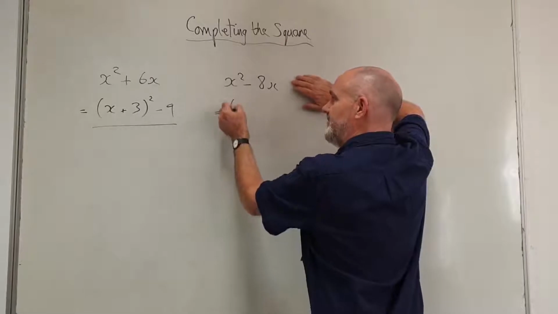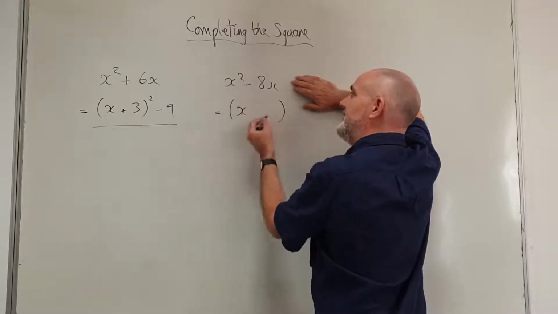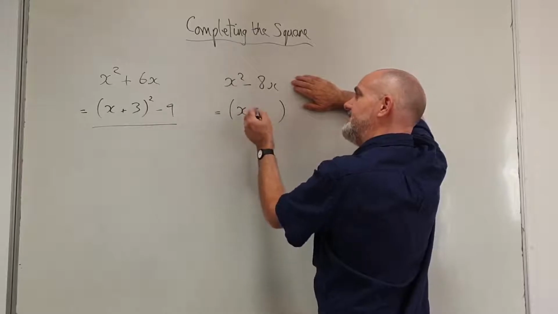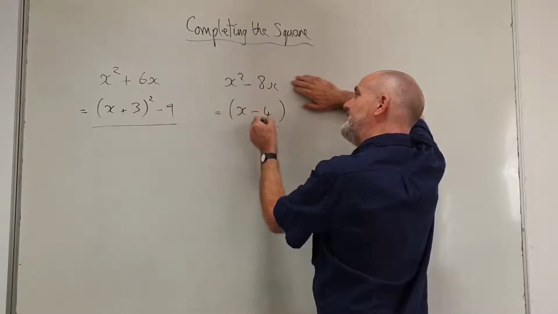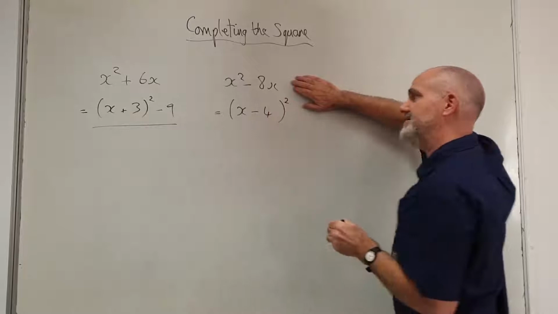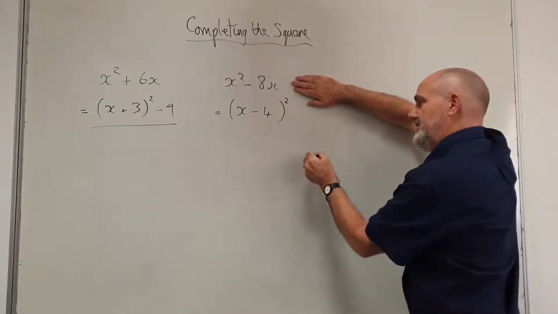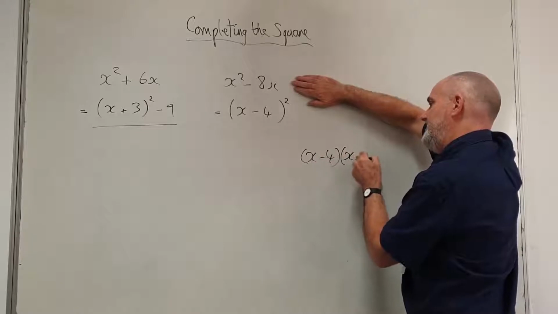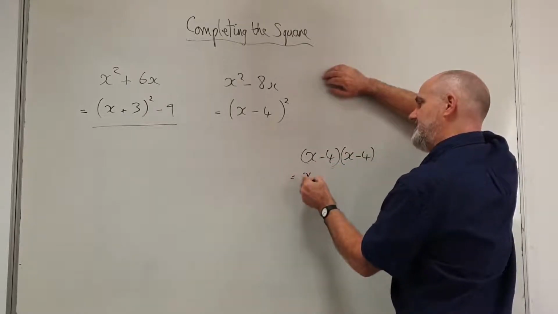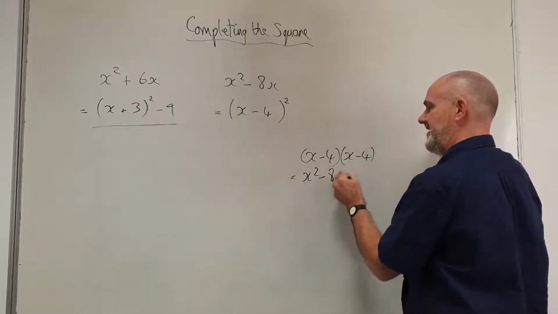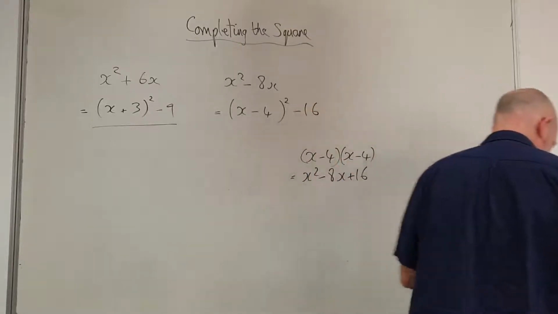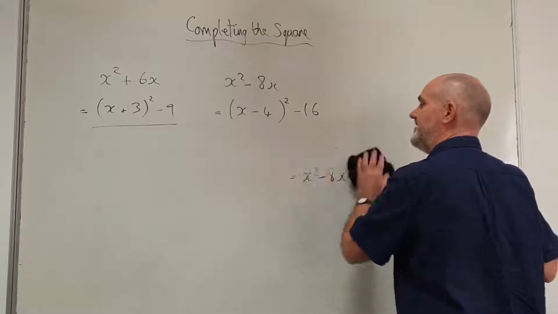Again, the idea is if that's x squared, then we take an x here. We always take half of this. If that's minus 8x, we need minus 4 there, and that's squared. Now if we were to expand this, x minus 4 times x minus 4, that gives us x squared minus 8x plus 16. So we need to subtract 16 from there to make it equal.